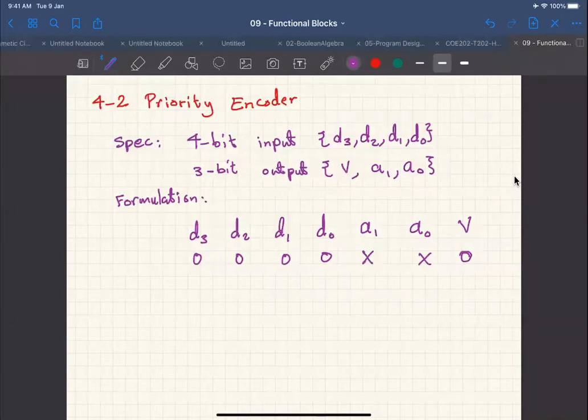Now I told you that we should give higher weight inputs more priority. So when D0 is 1, in order to have an effect of that, all higher inputs must be zeros. You get that? So in this case, what is my output?